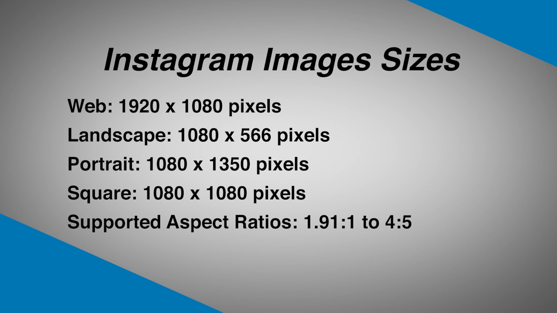For example, when sending out to Instagram, they may use a lot of different sizes here. Most of the time, it's 1080 for the width, but the height can vary. 566 for landscape, 1350 for portrait, or 1080 by 1080 for square. As you see here, they use different aspect ratios, 1.9 to 1 and 4 to 5.